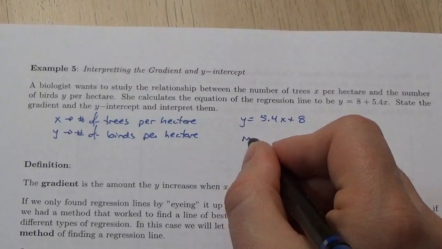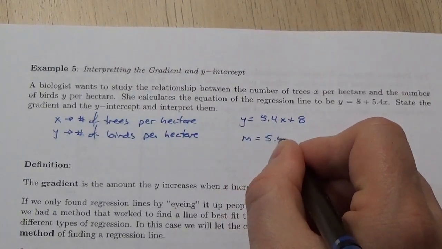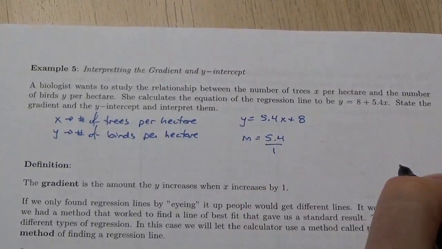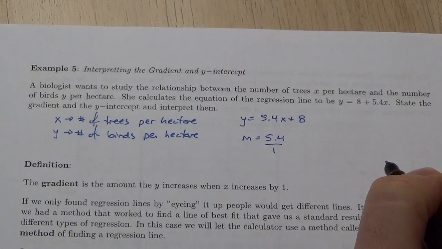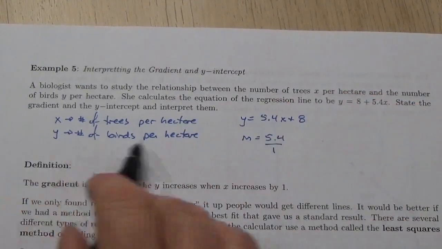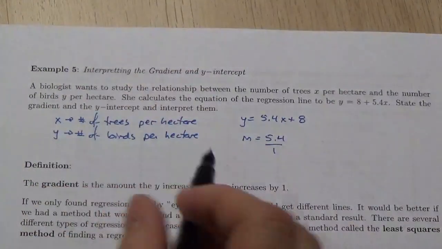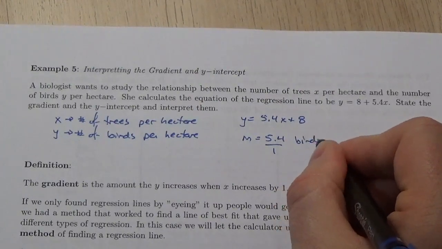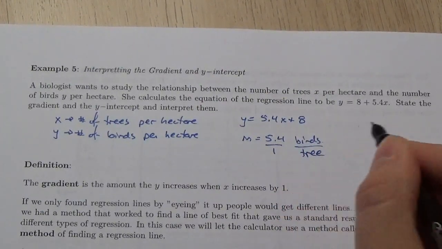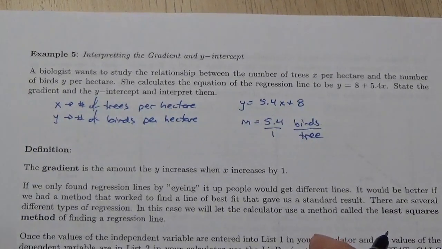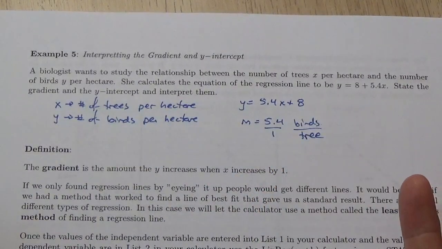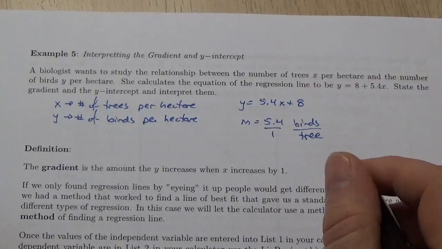First of all, gradient is basically just the same thing as the slope, just another way of saying it. And we've got 5.4, and I can rewrite that as 5.4 over 1, because it helps me make more sense of the slope here. The units on the vertical axis is going to be number of birds. So this is going to be 5.4 birds per tree. Basically what you're looking at here is on the whole, you're going to get 5.4 birds for every tree in that hectare.